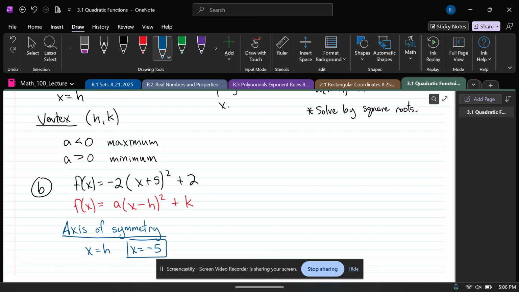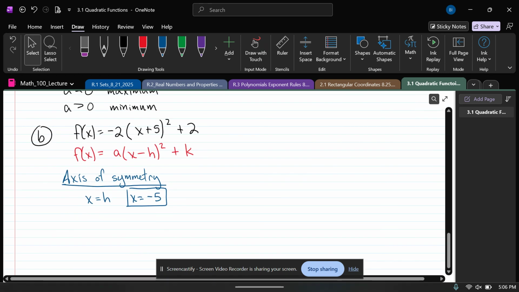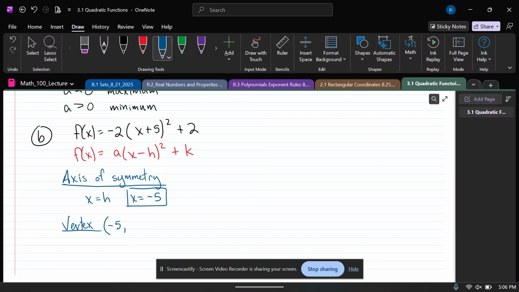So our axis of symmetry is at -5. That means our vertex is -5. And then what's k? 2. Boom. And remember the vertex is h comma k. So our vertex is -5, 2. And because a is -2, we know that that is a maximum. We saw that on the graph.